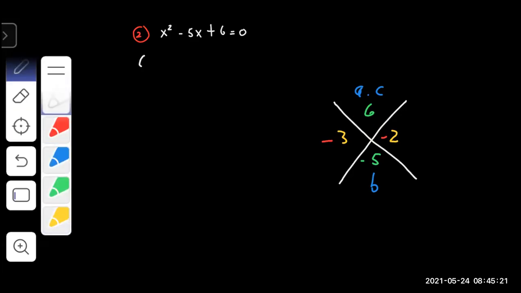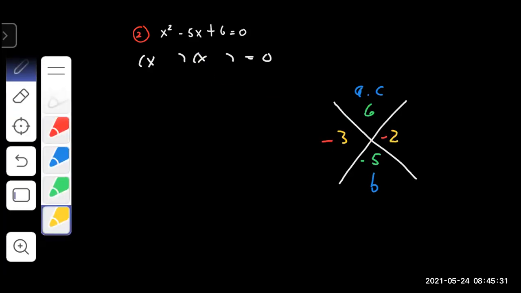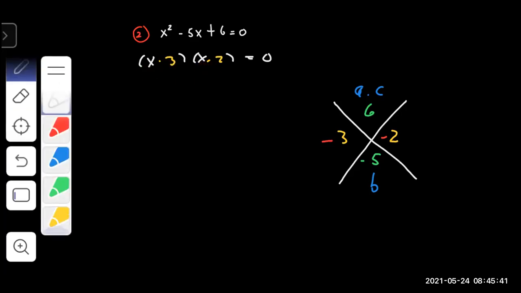Okay, let's put the 2 parentheses here, equals 0. X squared can be factored as x and x. And then we copy -3 and -2 here. And then, guys, what property do we have to use here? This and this equals 0, the zero property. Okay, x minus 3 equals 0, and then x minus 2 equals 0.